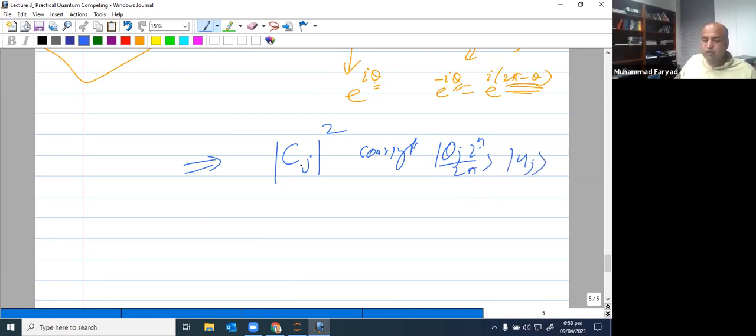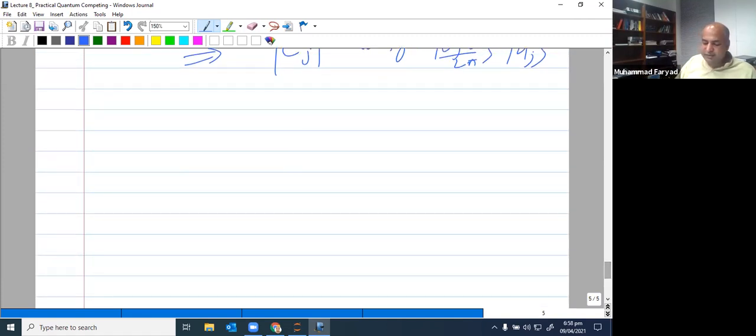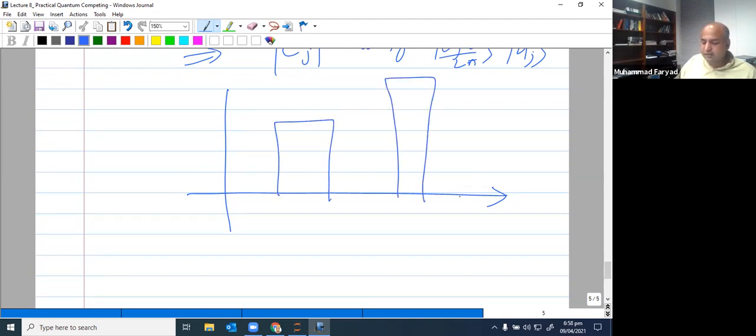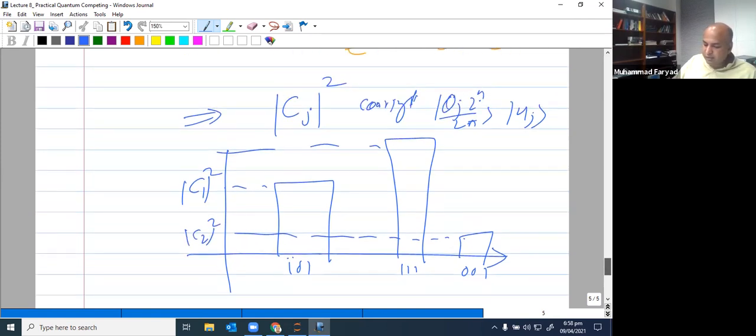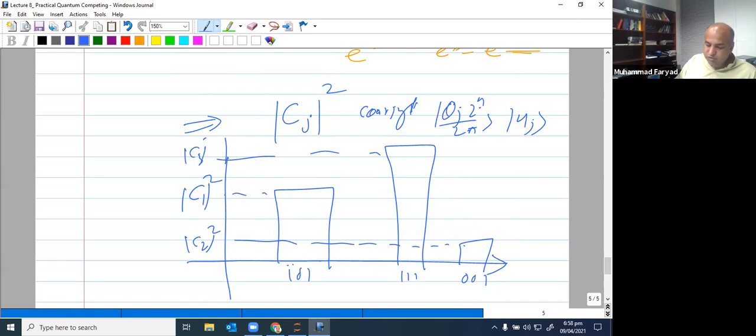So now, since j could be more than one, we would be getting something like this. Instead of getting only one bar in the histogram, we might be getting several bars in the histogram. So maybe this corresponds to the 101 state, this could be 111, and this could be 001. And their relative probabilities will be proportional to |c_1| squared, |c_2| squared, and |c_3| squared.